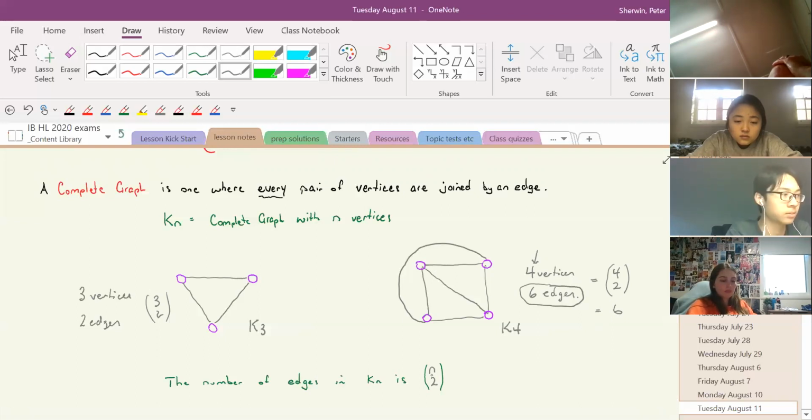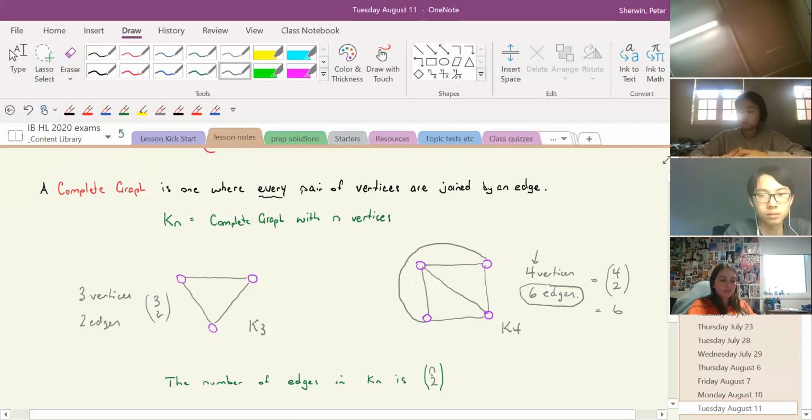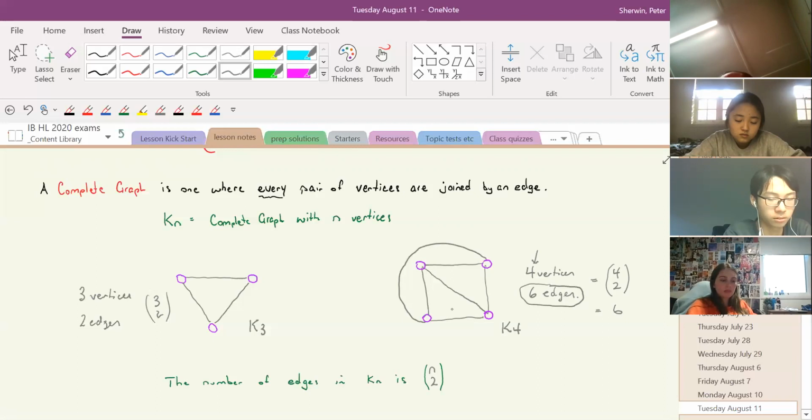If we've got 4 vertices and we're joining each pair of those vertices, we're finding out how many pairs, are we not? How many combinations of 2 there are from 4. So there's 6 edges because there are 6 ways of grouping those 4 vertices into 2.